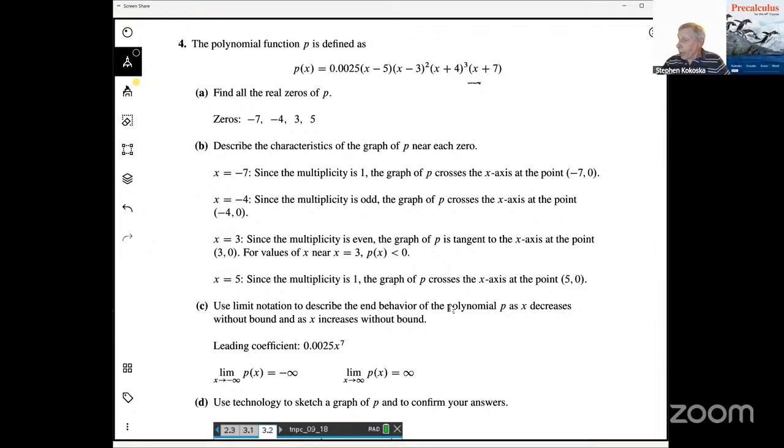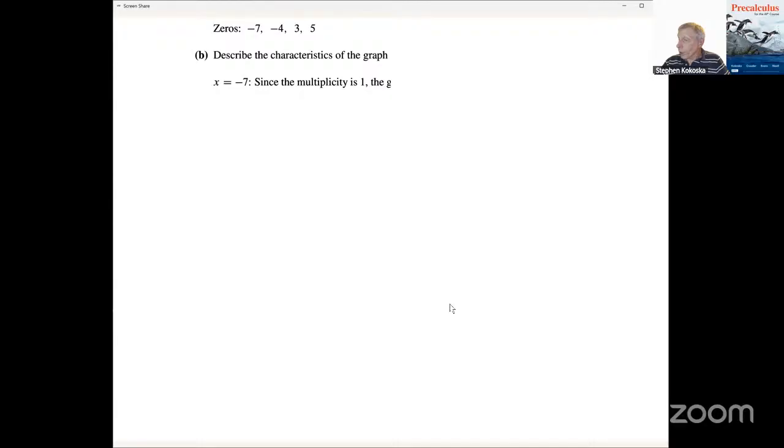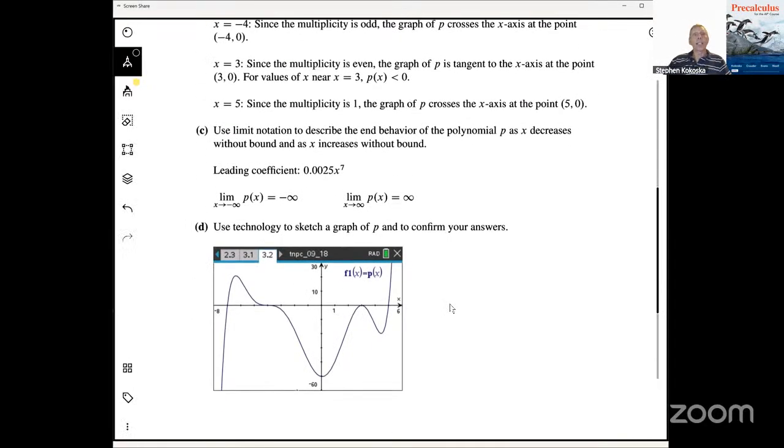We haven't talked much about limit notation at all here, but here's a quick one down here in C. Use limit notation to describe the end behavior of this polynomial. Well, I took a look at that factored form and realized that the leading coefficient when I multiply everything all the way out is 0.0025x to the 7th. And that's what I really need to look at to determine end behavior. As x increases or decreases without bound, what really determines the end behavior is that component of x with the highest power. So that's x to the 7th, and the coefficient on that is positive.